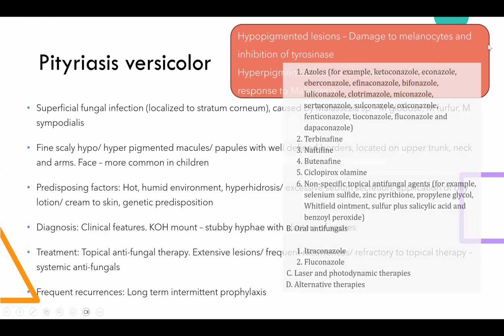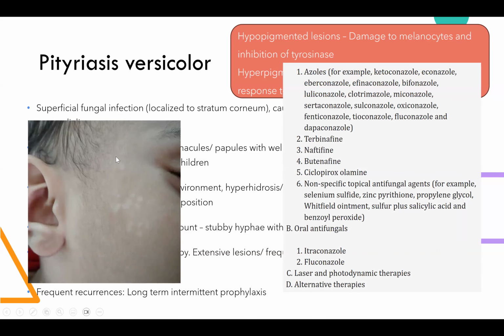This is a systemic antifungal therapy: azole, terbinafine, butenafine, ciclopirox olamine, or non-specific topical antifungals like selenium sulfide, zinc pyrithione. Many of these we use for seborrheic dermatitis also. Or oral antifungals like itraconazole and fluconazole can also be used.